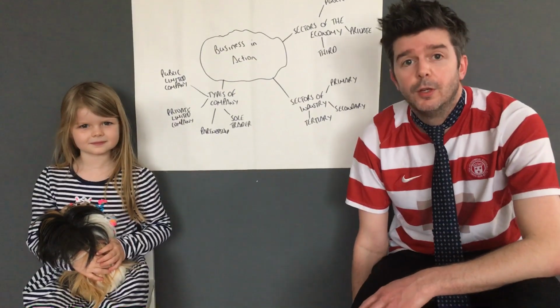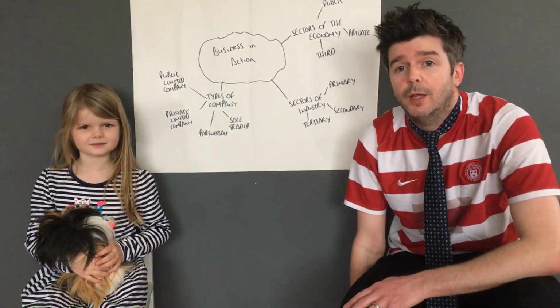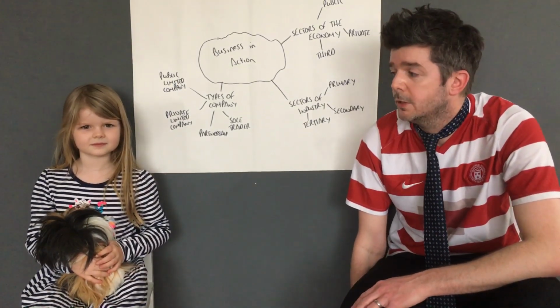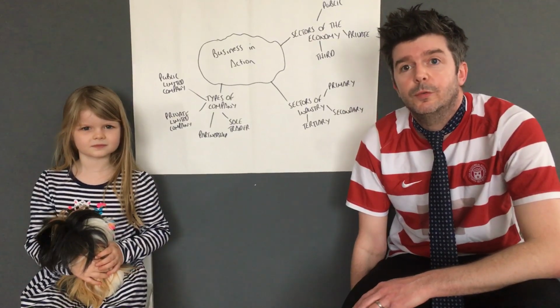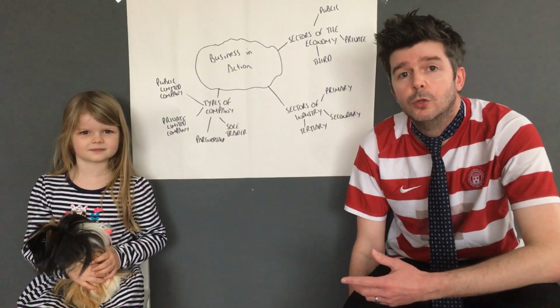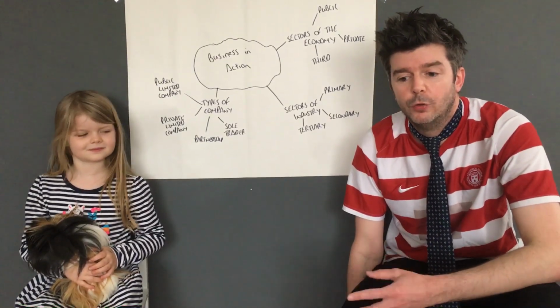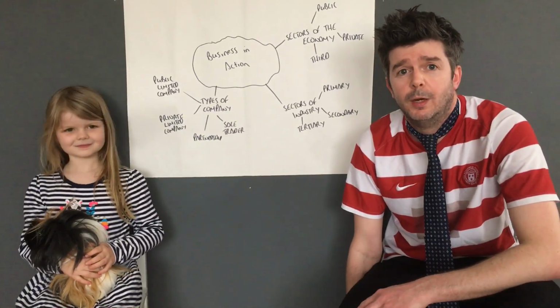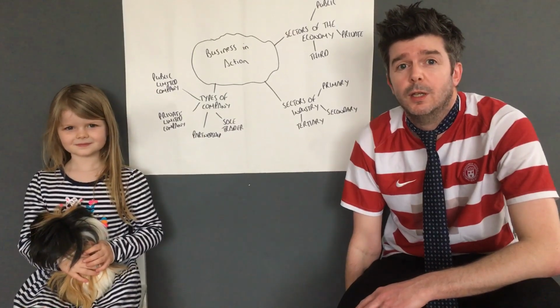Okay, the third thing we're going to recap on is the four different types of companies. Now these companies all fall under the private sector that we mentioned before, so these types of companies all aim to make a profit, and the four we're going to mention are sole traders, partnerships, PLCs and LTDs.